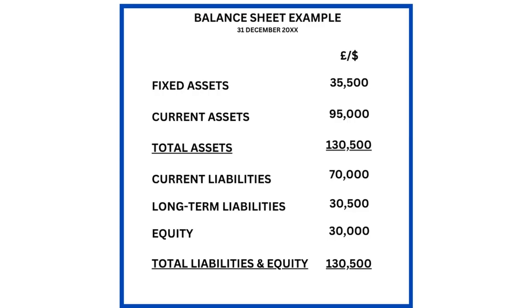And let's see this on a balance sheet, because this is what it's all about, understanding the balance sheet. This is a very typical balance sheet. We have our assets at the top, fixed assets and current assets, which total 130,500. We then have our liabilities, our current liabilities and long-term liabilities. We have our equity, and they also total 130,500.